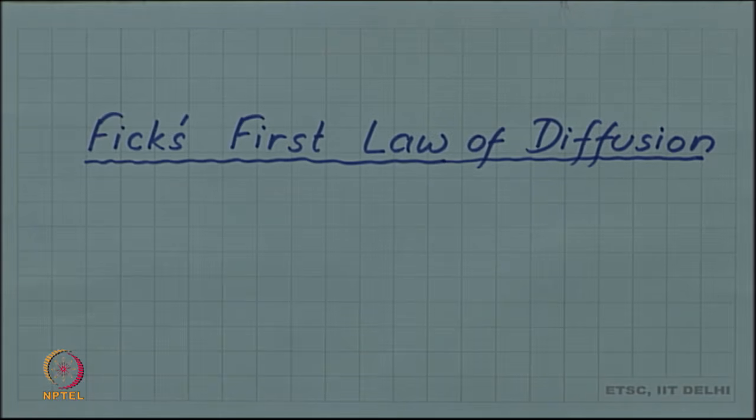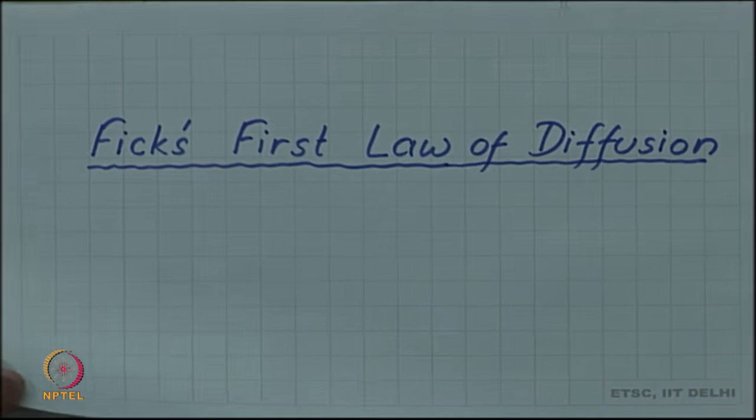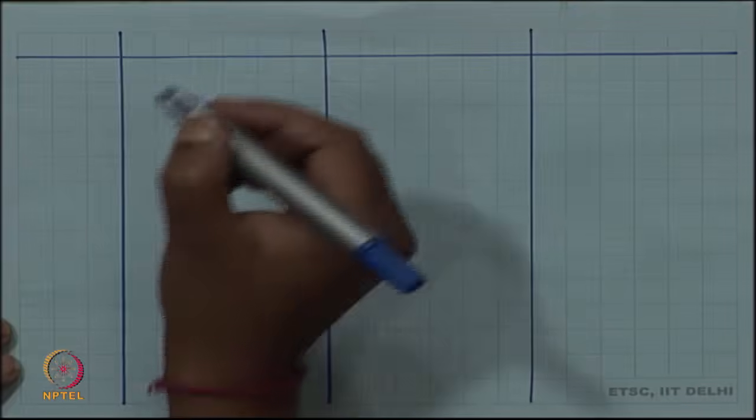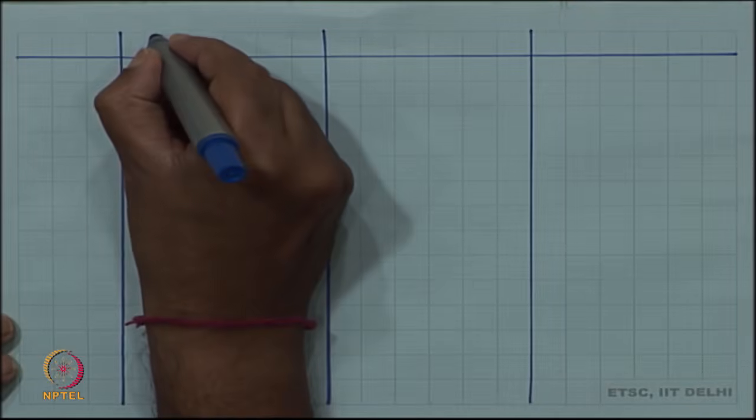These diffusion processes are governed by two important laws, both derived by Fick, and they are called Fick's first law of diffusion and Fick's second law of diffusion. We will first begin with the first law. What is this Fick's first law of diffusion? This law can be understood in comparison with other corresponding laws which we have for heat flow.